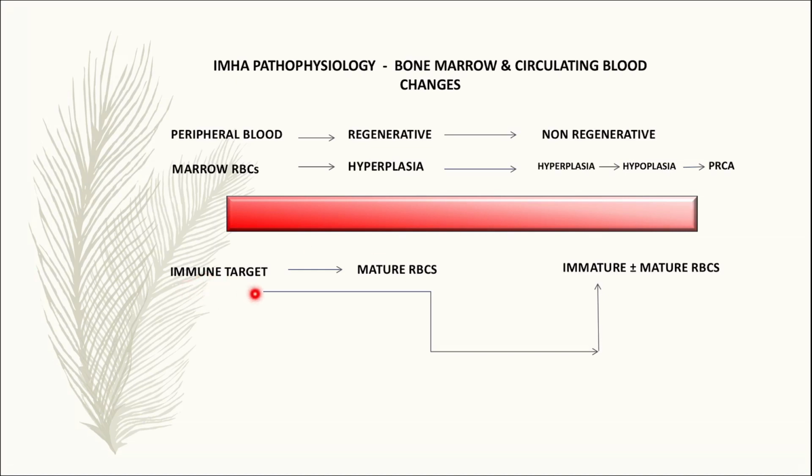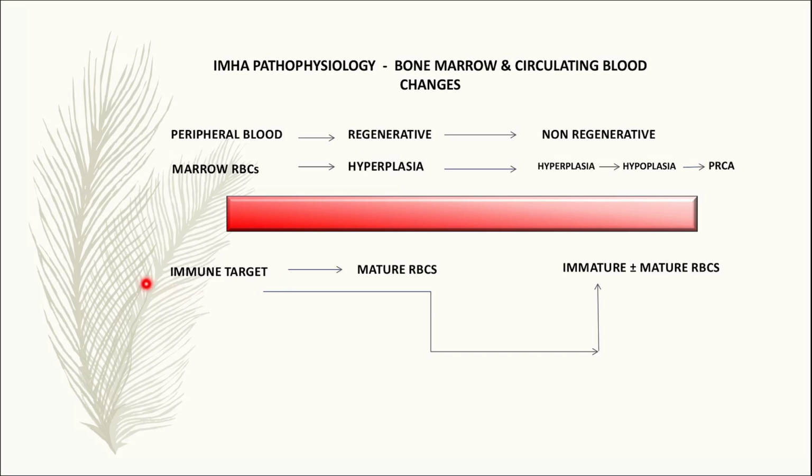Coming to the immune mediated hemolytic anemia, the immune target can be against two cells. It can be against mature RBCs, it can be against immature RBCs in the bone marrow itself. If the immune target is against mature RBCs, which is in the peripheral blood, peripheral destruction happens. But since the bone marrow is normal, it is not affected by immune mediated attack, it will keep producing more erythrocytes, it will push more erythrocytes in the circulation, and the anemia will be compensated.